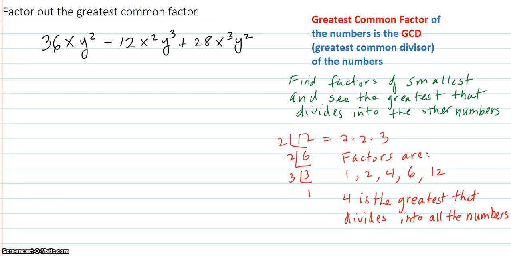Factor out the greatest common factor. So let's start with some theory over here. The greatest common factor of the numbers is the GCD, which is the greatest common divisor of the numbers. So we're going to find the factors of the smallest number, which is 12, and see the greatest that divides into the other numbers.